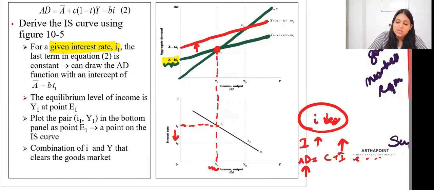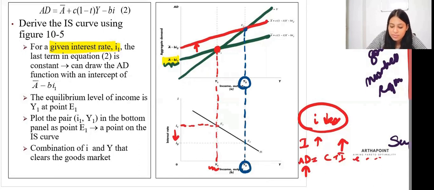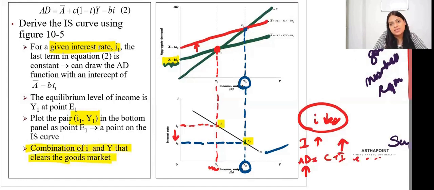When it shifts upwards, the new equilibrium level of income is this. So this becomes my new equilibrium Y2. I can take this equilibrium down and say this is my equilibrium level for this interest rate. I join these 2 points together and I get my IS curve. So you plot the pair I1, Y1 in this diagram, and then you plot the pair I2, Y2. You join those and you get the IS curve. The combinations of I and Y such that the goods market clears are called the IS curve.